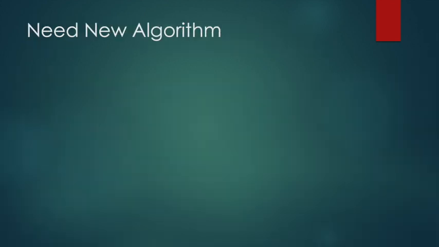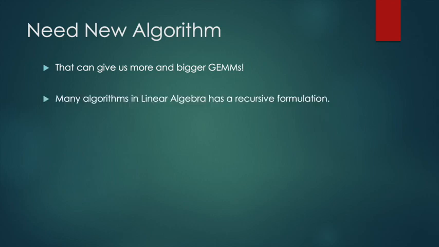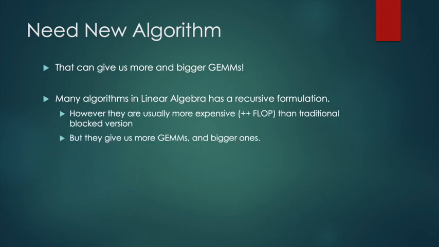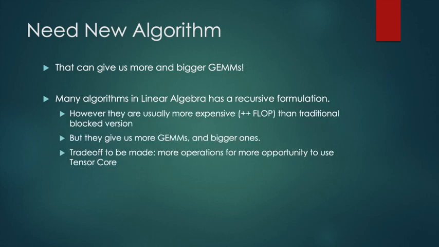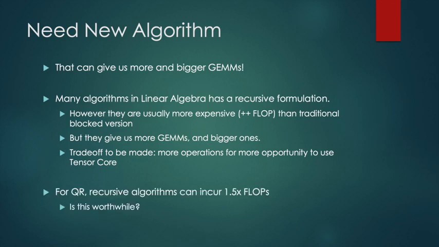The goal of the new algorithm is giving more and bigger GEMMs. Recursive formulation may help. It can give us more and bigger GEMMs, but the total number of flops is larger than the conventional block algorithms. For QR, the flops is around 1.5 times larger than Householder QR. So, we need to make a choice: more opportunities of using Tensor Core or fewer arithmetic operations. Is it worthwhile to use recursive formulation of QR?